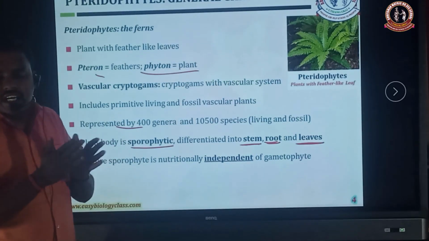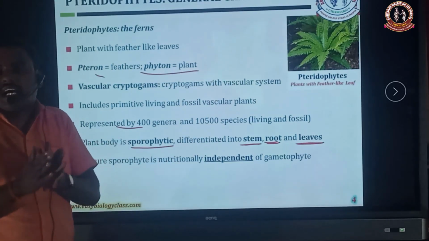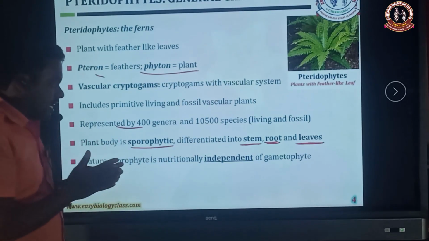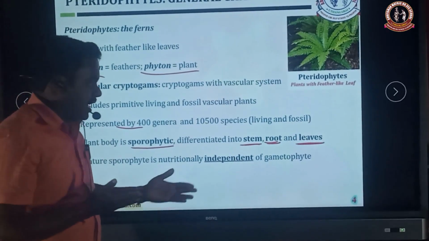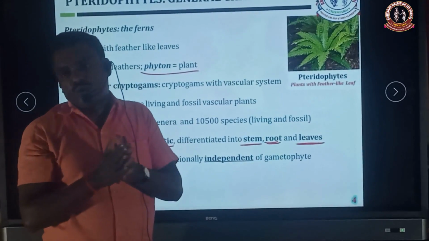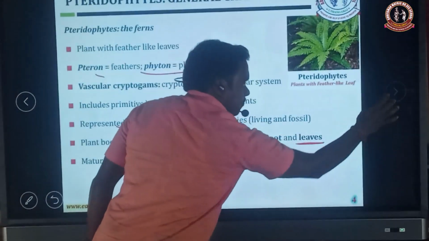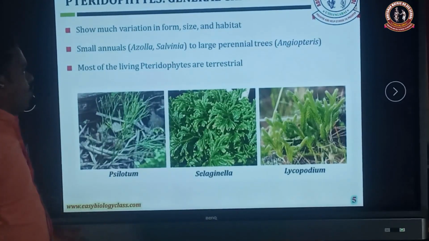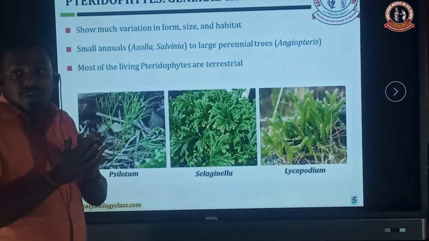The diploid condition of the pteridophyte is nutritionally independent of the gametophyte. The gametophyte is the haploid condition. Then next one, there is so much variation. Different types of pteridophytes are present worldwide.